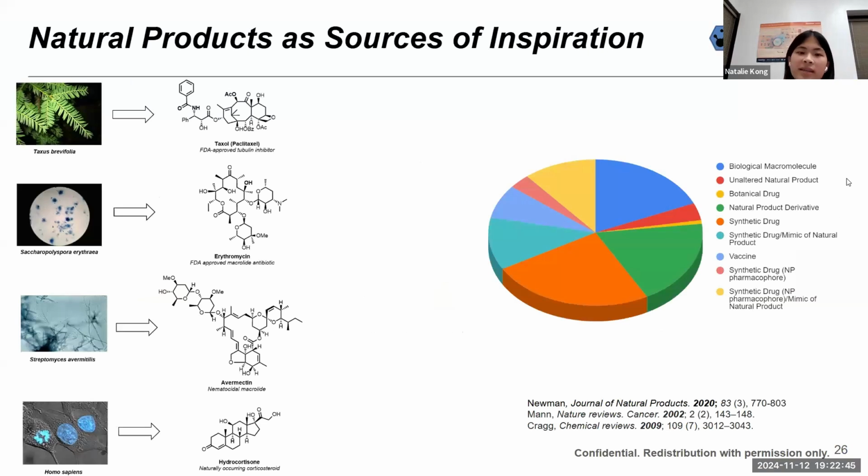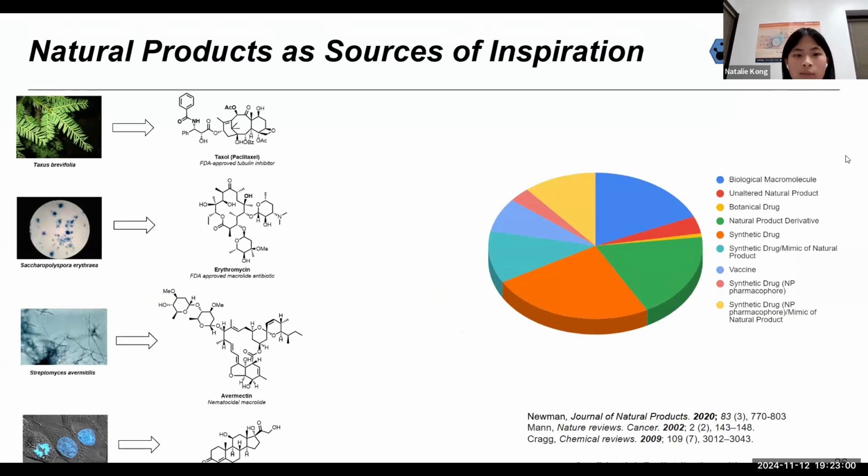So now on to the second section of my presentation, which is on Andrographolide. Natural products have been used in medicinal chemistry for a long time. Previous compounds such as Taxol, erythromycin, ivermectin, and others have all been directly from or derived from natural products.